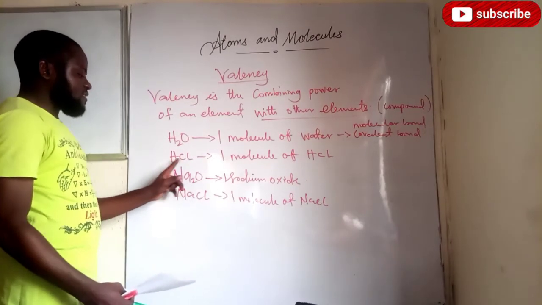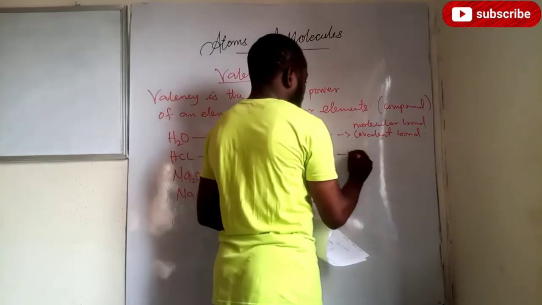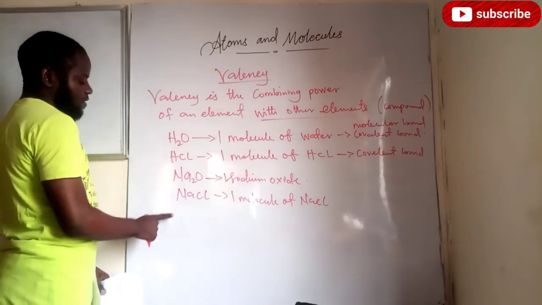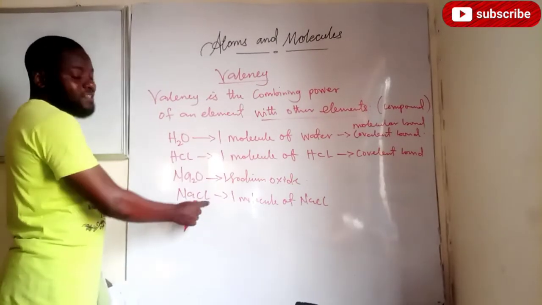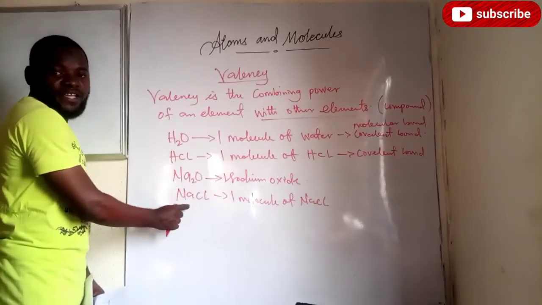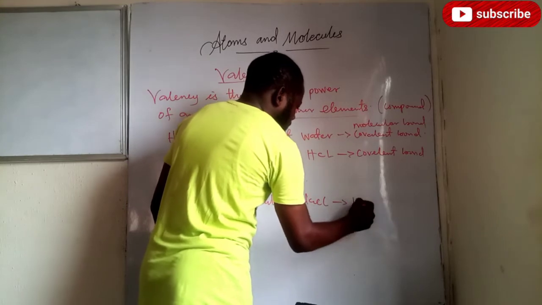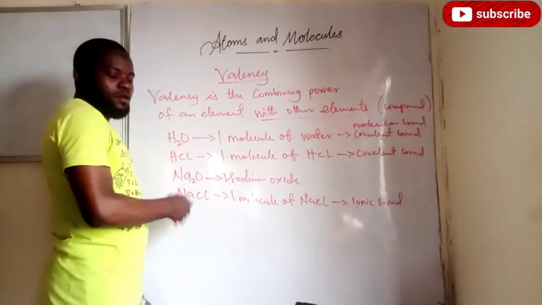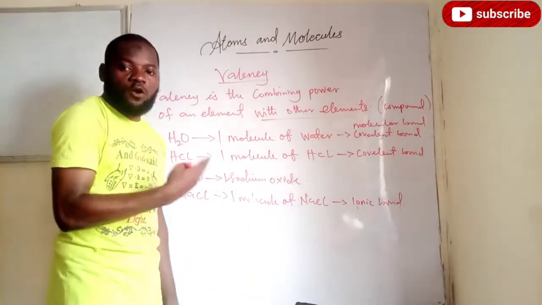Now, HCl, this is also 2 non-metals. So we are still going to have a covalent bond as well. Covalent bond. NaCl also, if you look at this, this is a metal and this is a non-metal. When you have a metal and non-metal, the bond that exists between them is what we call ionic bond. So ionic bond exists between non-metal and metal. And what ionic bond simply means is the transfer of electrons.